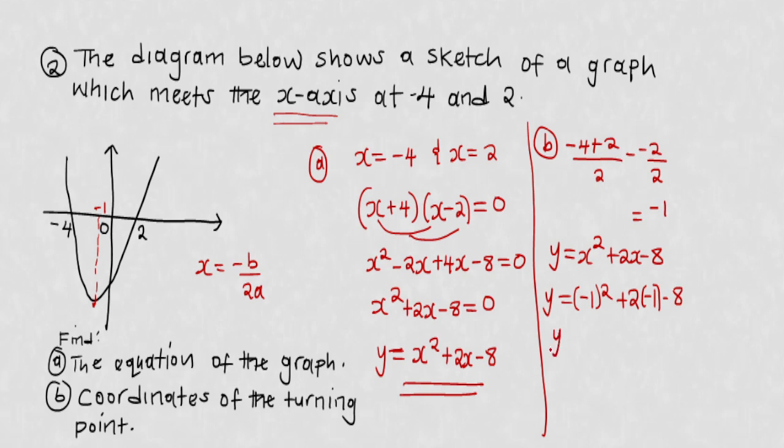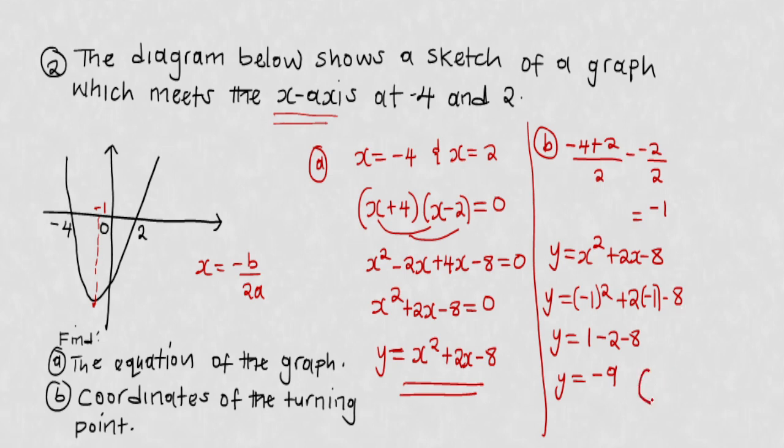So y will be equal to negative 1 squared, which is positive 1. Positive 2 times negative 1, that's negative 2, and minus 8. Y will be equal to, what is 1 minus 2? That's negative 1. Negative 1 minus 8, that is negative 9. So therefore, we have found the coordinates of the turning point.